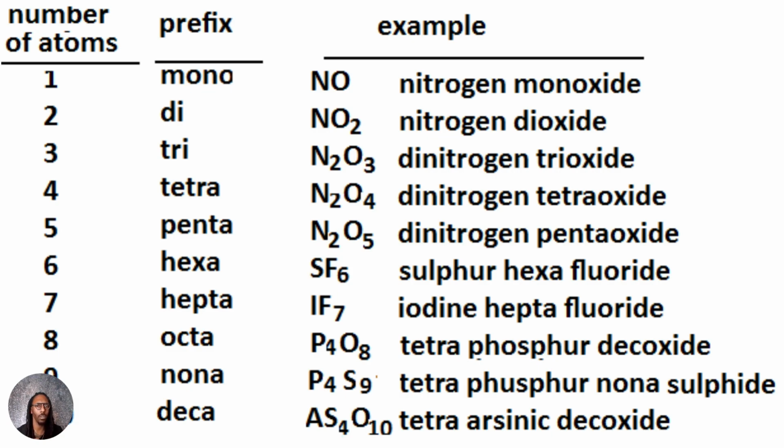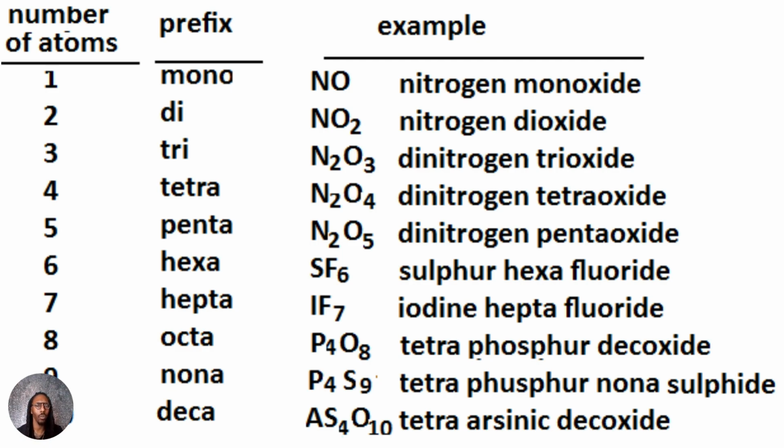And then for the second one, we have 2 oxygens. So what do we need to do? I need to say di. That's letting people know that I have 2 oxygens. As well as, what do I do? I change the ending of my second element to ide. It's the same thing over and over again. Let's look at tri.